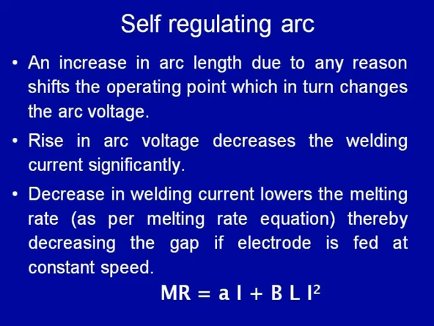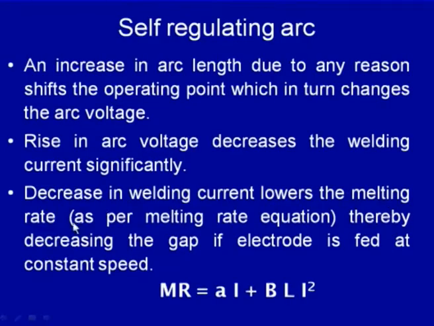For example, an increase in arc length for any reason shifts the operating point, which in turn changes the arc voltage. Whenever there is an increase in arc length, arc voltage increases, and with constant voltage type power sources, an increase in arc voltage is always associated with a decrease in welding current, and the reduction in welding current in turn decreases the melting rate. With a decrease in melting rate, the rate at which the electrode advances towards the pool will increase for the constant feed drive system.